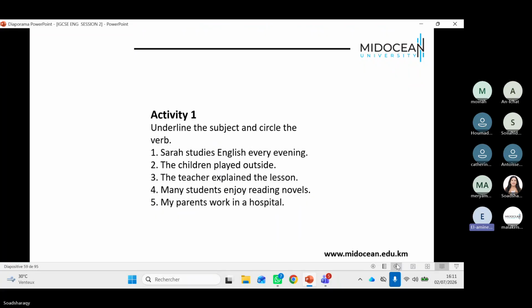The fifth sentence. Number 5. Yes. The subject is parents and the verb is walk, to walk. The subject, my parents. Okay, thank you so much.